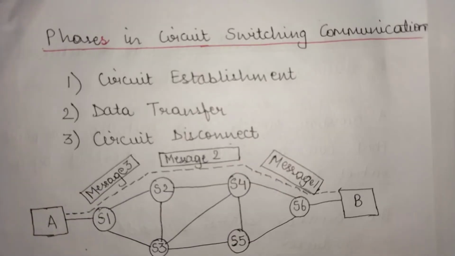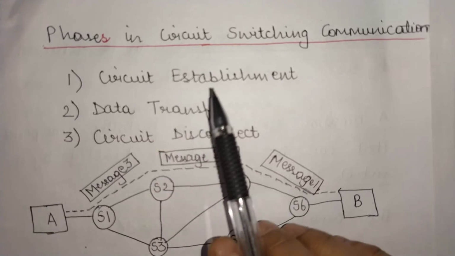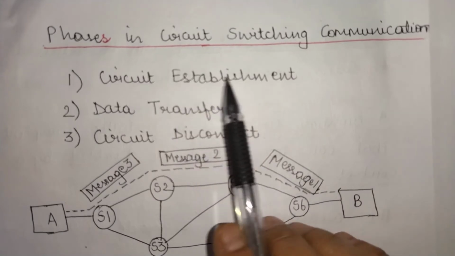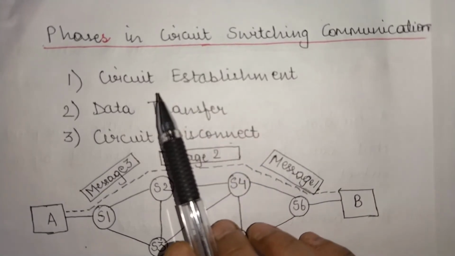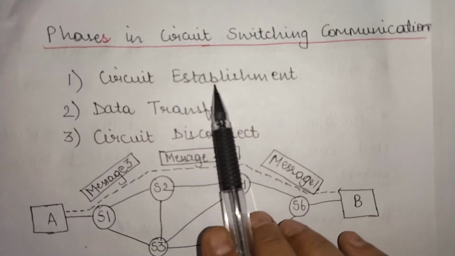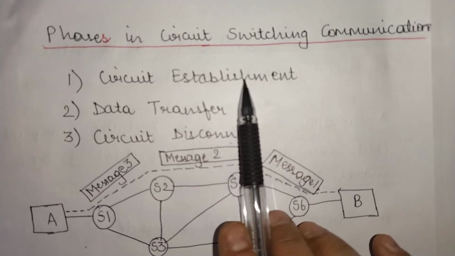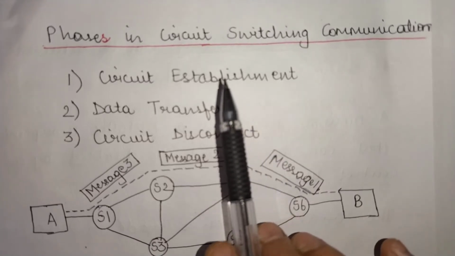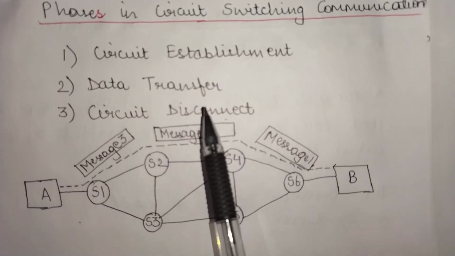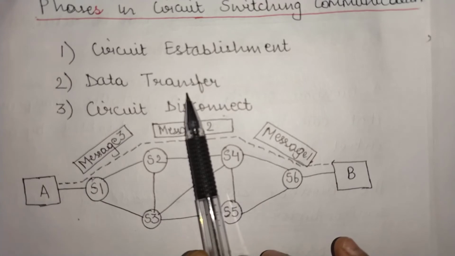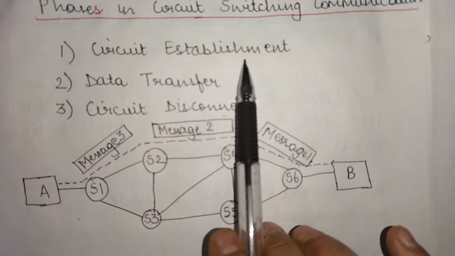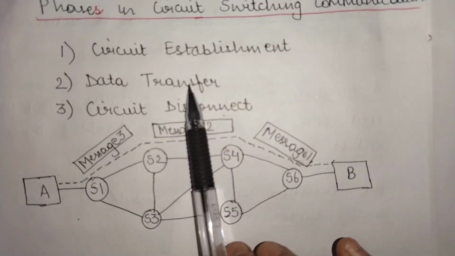So there are three phases in circuit switching communication. That means there are three steps for performing circuit switching communication. First is of course circuit establishment. The circuit or dedicated path is established when the sender sends a request to the receiver, and if there is an exclusive or dedicated path available, the receiver sends back an acknowledgement to the sender, and then the circuit or path is established. Second, once the path has been established, data transfer can begin.